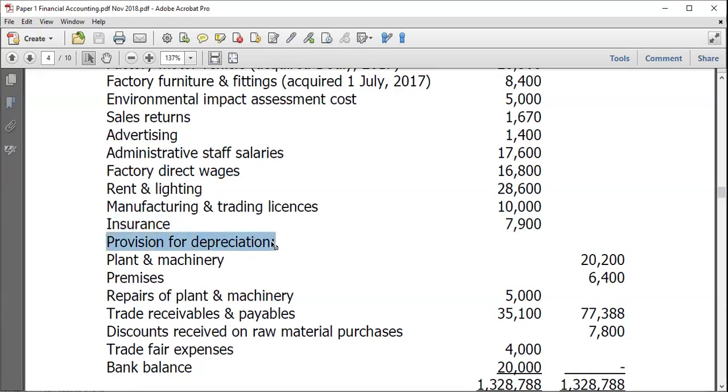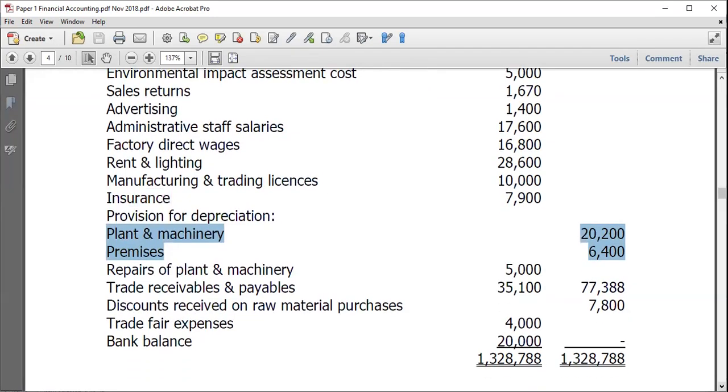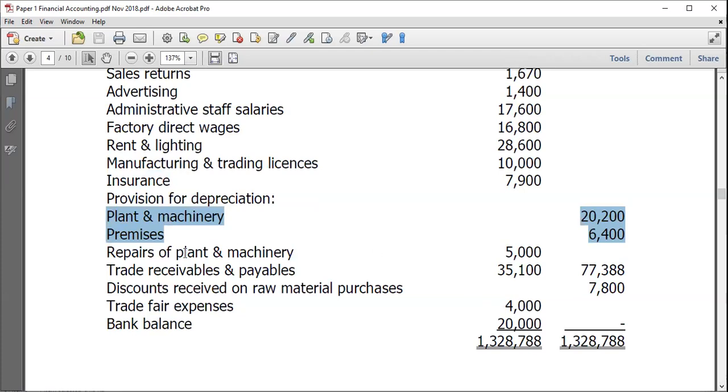Provision for depreciation, this is the same as accumulated depreciation, so it doesn't need to confuse you. They have given you these figures. Remember, they had given us the cost values for each of the items. So yours is to find, either you're going to use reducing balance based on the additional information or straight line. Then we have repairs of plant and machinery right there. Then we have trade receivables and payables right there and right here. Then we have discounts received on raw material purchases there. And then we have trade fair expenses, which are basically selling and administration.